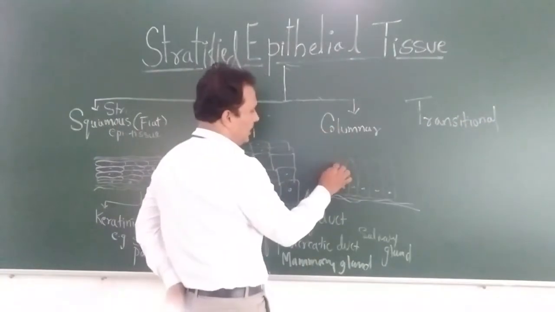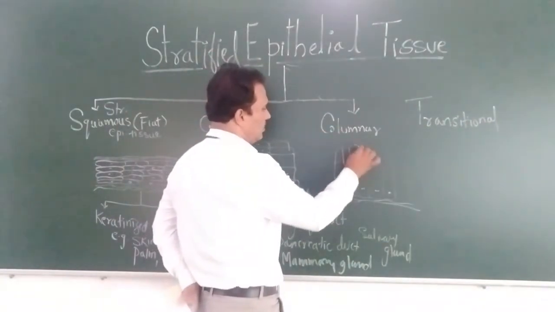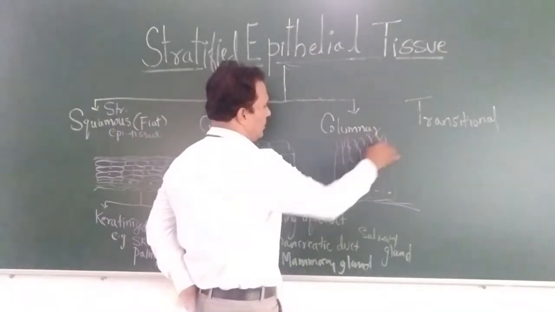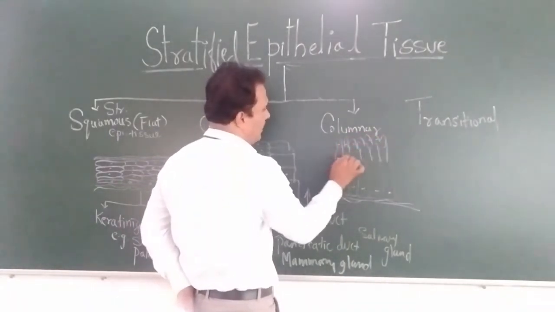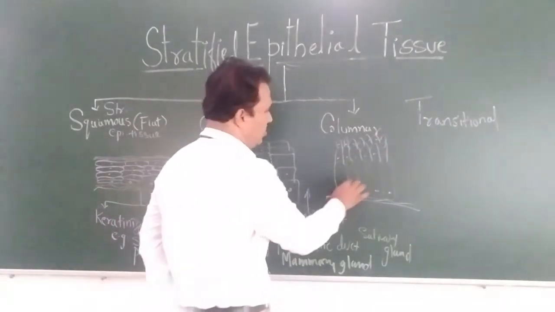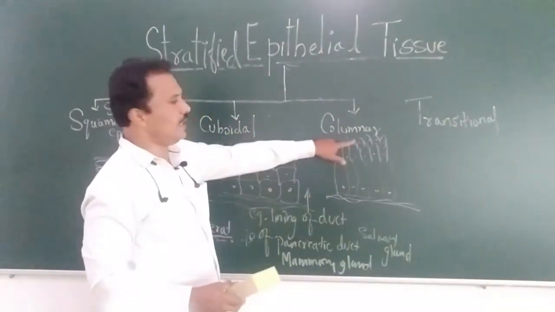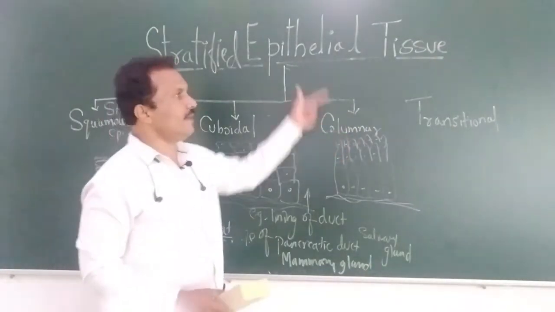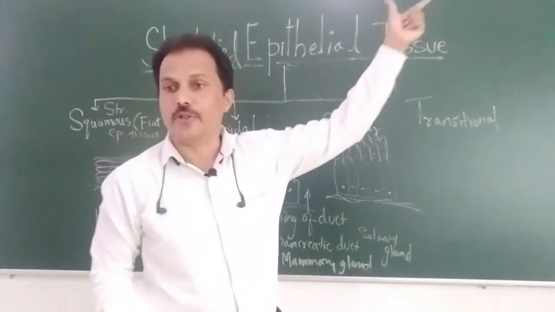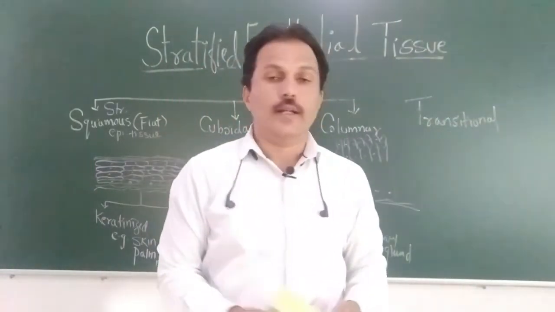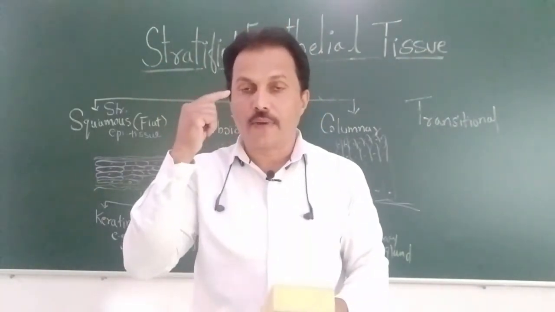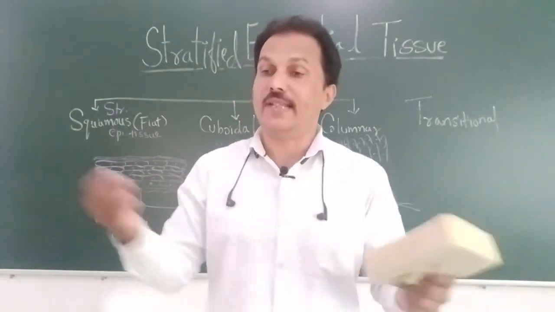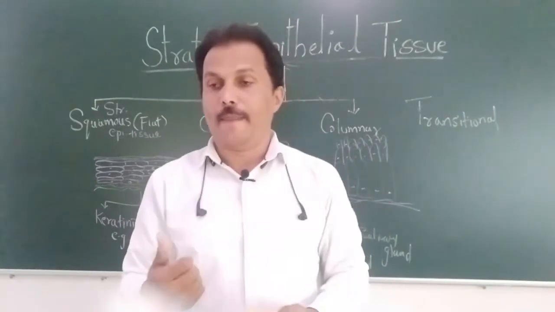The upper layer is a little bit less tall, and again less tall. So if the basal layer is perfectly tall and there is more than one layer, that is stratified columnar epithelial tissue. Where is it found? It is found in the conjunctiva of the eye, where there is more friction in the body.